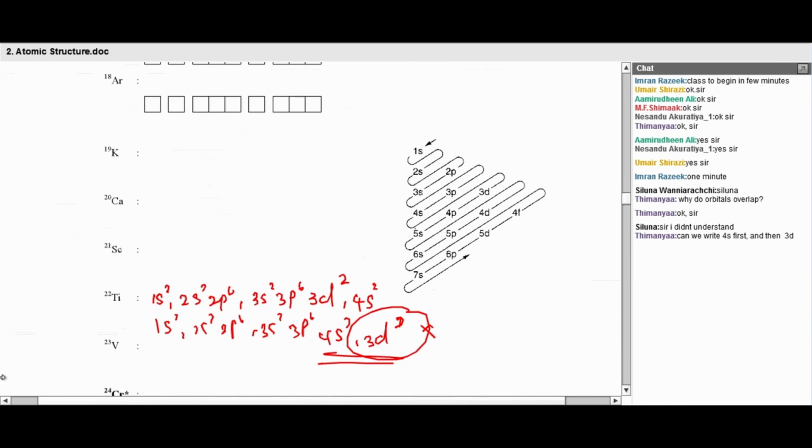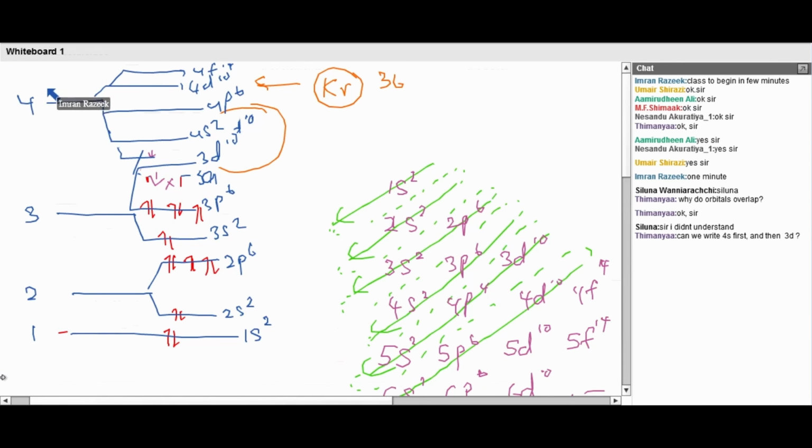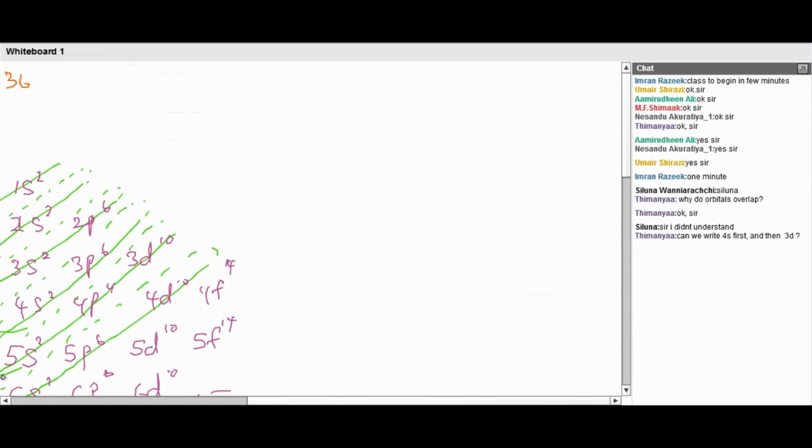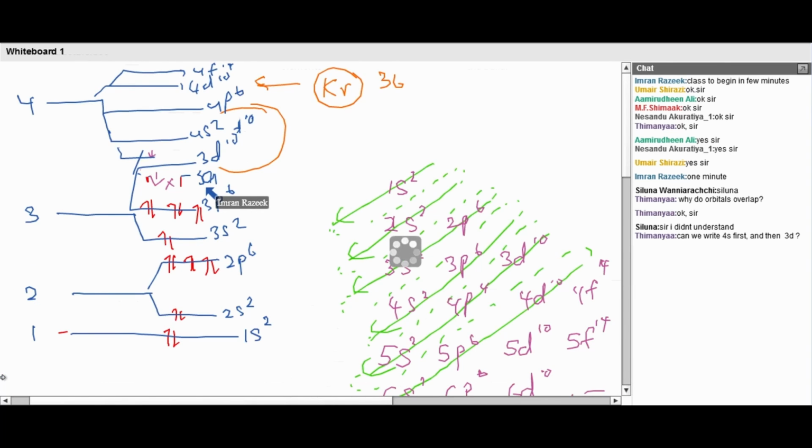I'll explain again. Usually, there's orbital overlapping between the 4s and the 3d. During 4s and 3d, there's orbital overlapping. So the 4s level is below 3d during the orbital overlapping. I hope you understand this order, right? So after the 4s is 3d. So 4s is filled first, then the 3d.